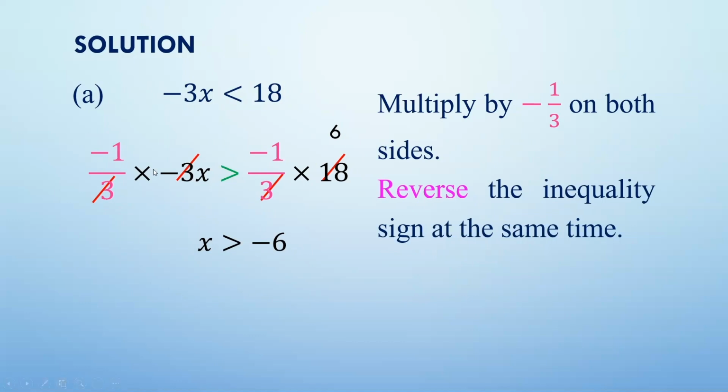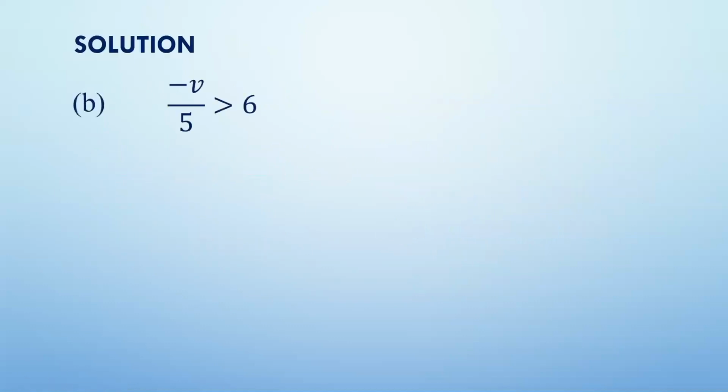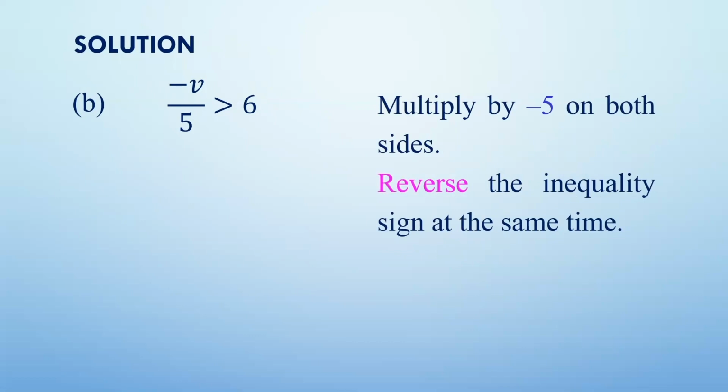So here I have negative times negative times positive, which is negative. Part B, negative v over 5 greater than 6. So the multiplicative inverse of minus 1/5 is minus 5. I multiply by minus 5 on both sides, and I have to reverse the inequality sign at the same time. So I get v less than negative 30.